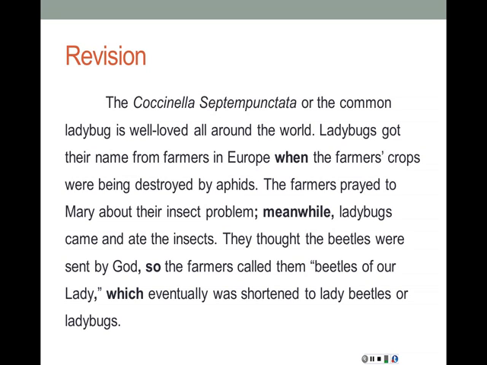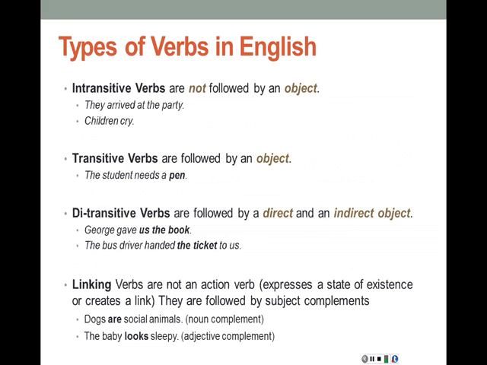Okay. In order to combine sentences correctly, it's important to understand the features of a basic English sentence. Good sentences have a subject and a complete verb phrase. Notice here I've given examples for the different types of verbs in English.